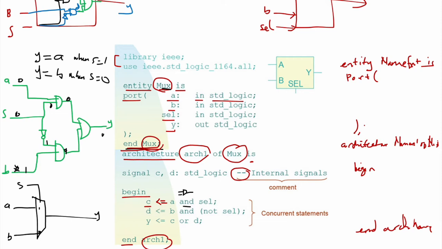Remember, this is called the entity. Internals are called signals, right? We've got internal signals. We use the port to lay out the input and output pins, and then the architecture shows the layout of what goes inside it.